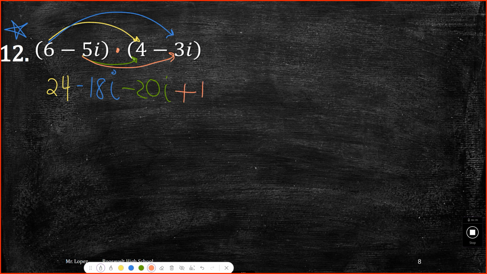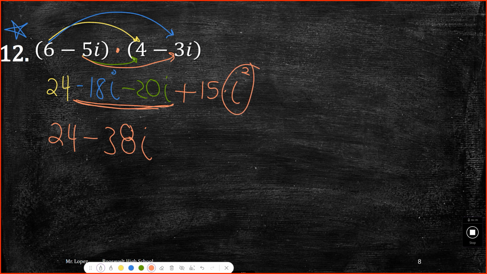5 times 3 is 15, i squared, because i times i is i squared. Bring down the 24. These are like terms right here. What's negative 18i and negative 20i? Negative 38i. And this one, i squared is what? Negative 1. Negative 1 times positive 15 is negative 15.